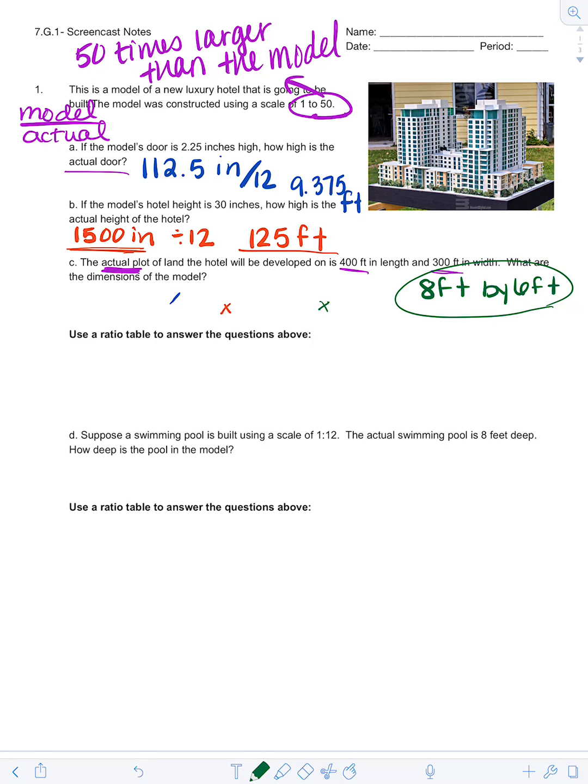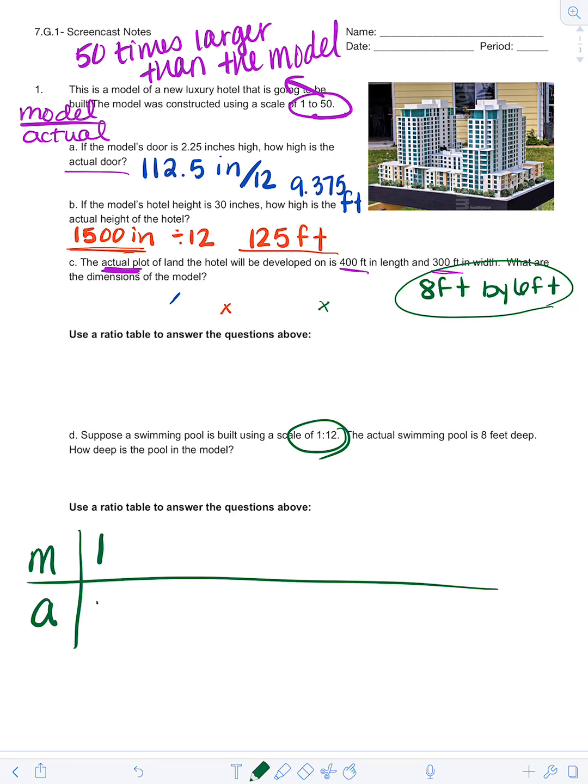So D is a new scenario. It says, suppose a swimming pool is built using a scale of 1 to 12. So here's our new scale. That 12 is 12 times larger than the model. So we have model to actual, always. 1 to 12 is our new scale. And it says the actual swimming pool is 8 feet deep. How deep is the pool in the model?